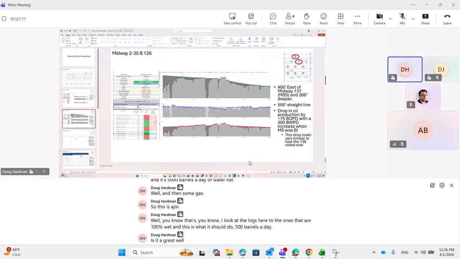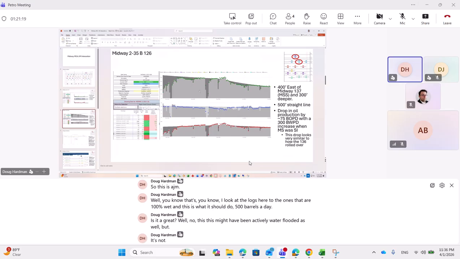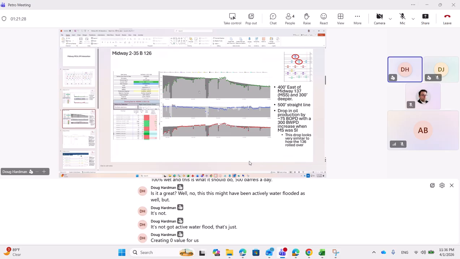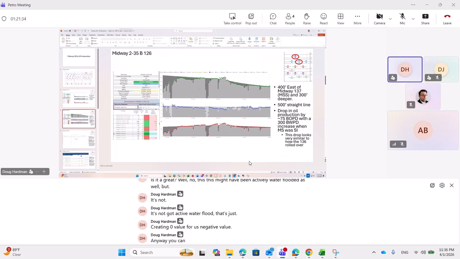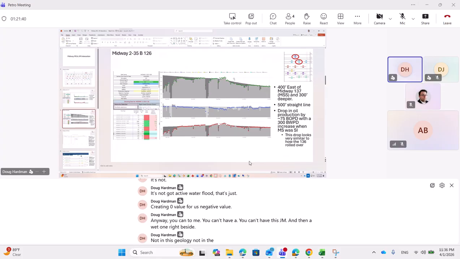Is it a great well? No. This might have been actively water flooded as well, but it's not got an active water flood that's just creating zero value for us, negative value. Anyway, to me, you can't have this JM and then a wet one right beside it. Not in this geology, not in the basin, not where we are.